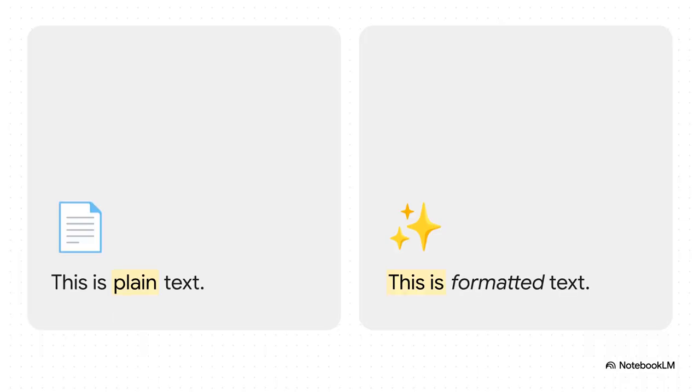And just look at this. This is the magic of formatting. On the left, you've got your basic plain text. But on the right, just by adding a little bold and some italics, notice how your eye is just drawn to it. That's what formatting is all about. You're using tools like font, size, and color to guide your reader's attention exactly where you want it to go.